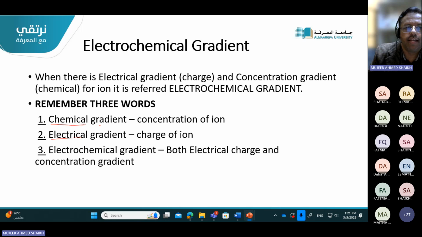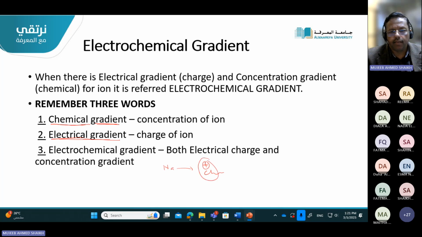This difference we call chemical gradient. Whenever chemical change is occurring, we say a chemical gradient is created. If the positive and negative charges are changing, we say an electrical gradient is created. But when sodium moves out, it is a chemical change, and it is a positive charge also. So it is combined, chemical plus electrical. That is called electrochemical gradient.